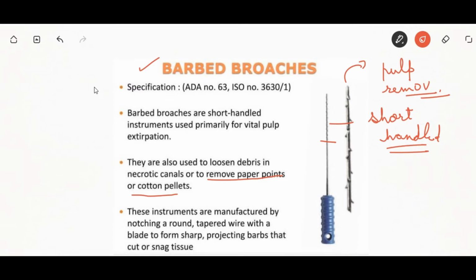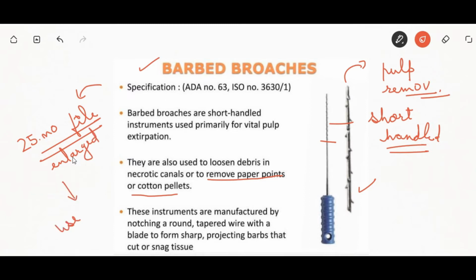The smooth surface of the wire is notched to form barbs bent at an angle from the long axis. Remember, these broaches cannot cut dentine but can effectively be used to remove cotton or paper points that may have been lodged into the canal. These broaches should not be inserted into the canal unless the canal has been enlarged to a size 25 file. Broaches should not be forced apically into the canal, as the barbs can get compressed by the canal wall.